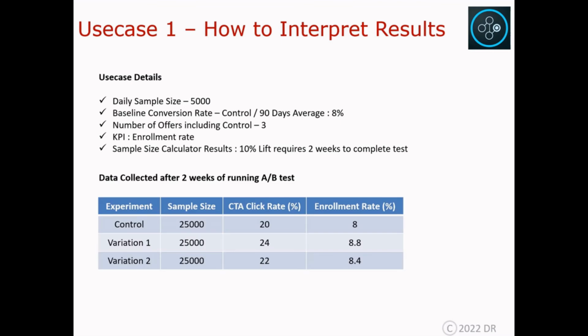So as you can see, we have built this journey in the table when we are analyzing the results. You have the experiment, control, variation 1, variation 2, then we have the sample size. So 25,000 people are coming to the page which has the CTA. Then there is the CTA click rate, which is 20% for control, 24% and 22% for the variations. Then there is the enrollment rate, which is basically your form completion rate, that is 8% for control, and similarly you can interpret the numbers for the variations.